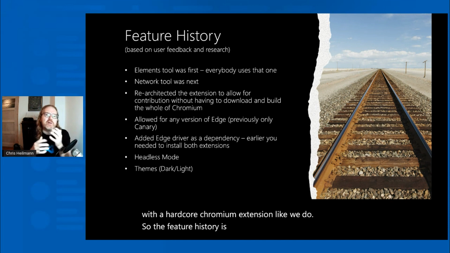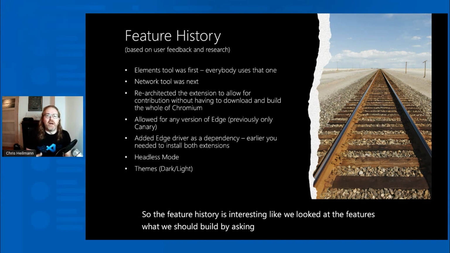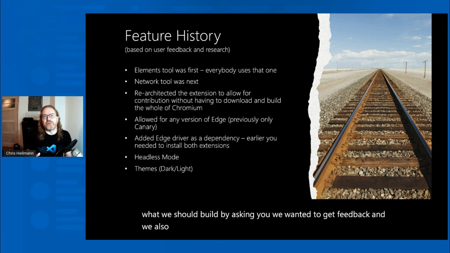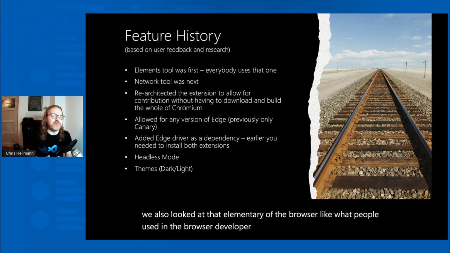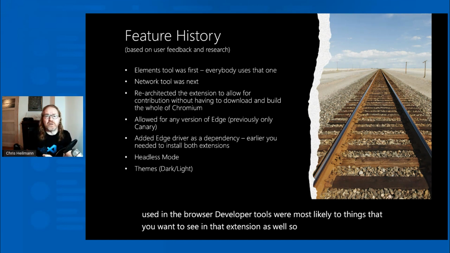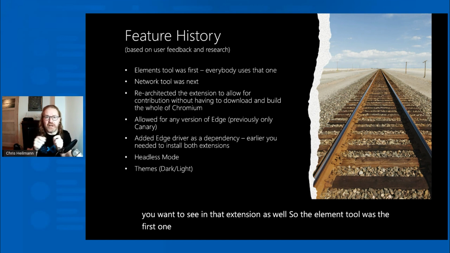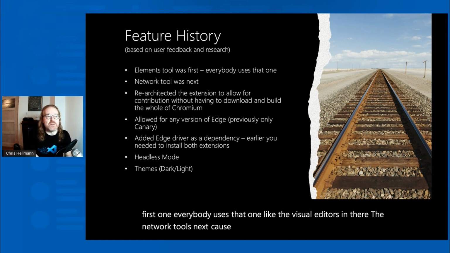So the feature history is interesting. We looked at the features we should build by asking you. We wanted to get feedback, and we also looked at the telemetry of the browser, like what people used in the browser developer tools were most likely the things that you want to see in that extension as well. So the element tool was the first one. Everybody uses that one, like the visual editors in there. The network tool was next, because network inspection is an interesting one as well.